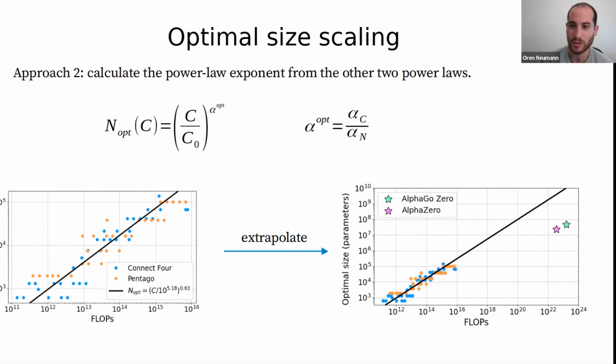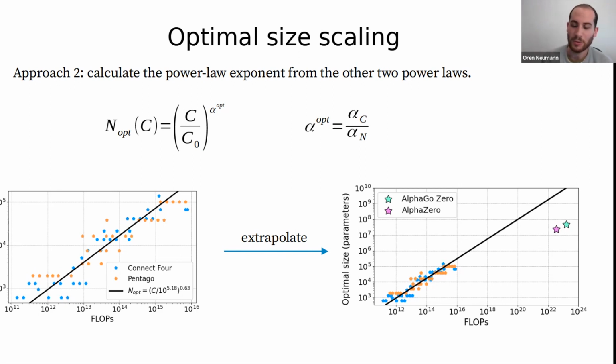And I added here 2 points for AlphaGo Zero and AlphaZero. These are the state-of-the-art models trained by DeepMind to play games like Go, chess, and shogi. And you can see, for example, these two models fall way below the optimal line. It does not mean that they necessarily have to be suboptimal, because there are lots of differences between what we did and what they did. We used a different kind of architecture, MLP instead of ResNet, and we train on Connect4 and Pentago, which are pretty different to chess and Go.